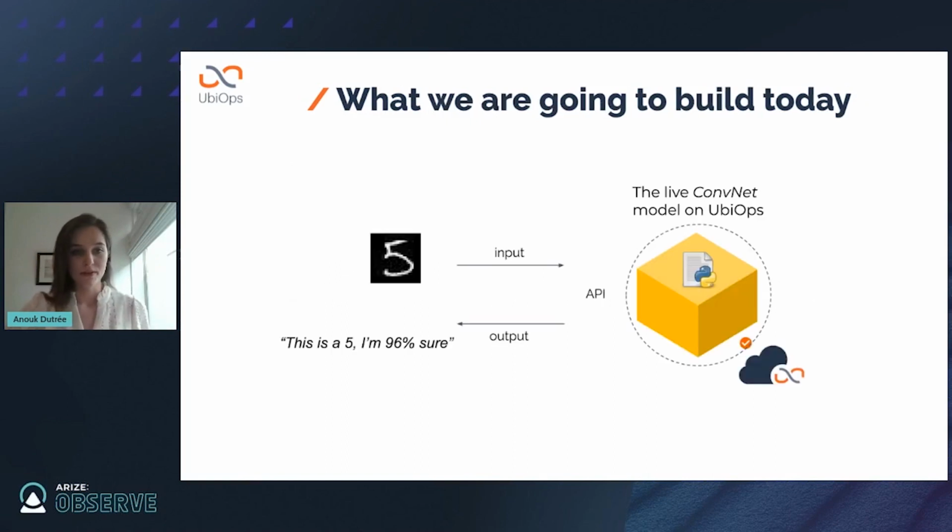And that will look something like this. So we will have an image of a number, in this case it's a 5, that we can send to this API that's hosted on UbiOps. And this model will then send back an output of, this is a 5, I'm 96% sure, or this is a 4, I'm so many percent sure. So that's essentially what we're going to build.